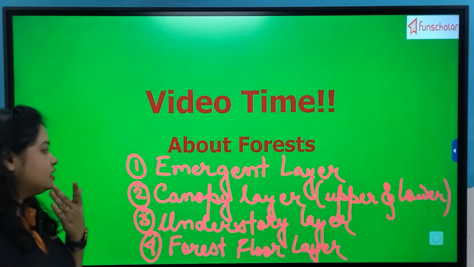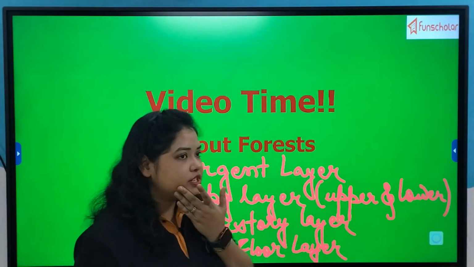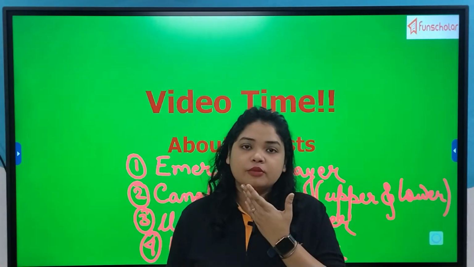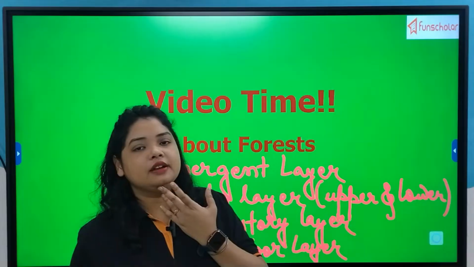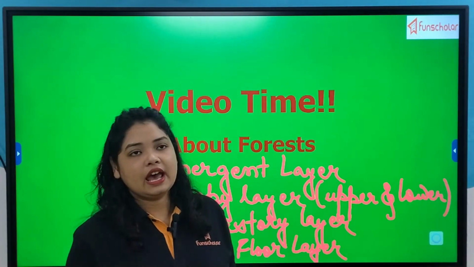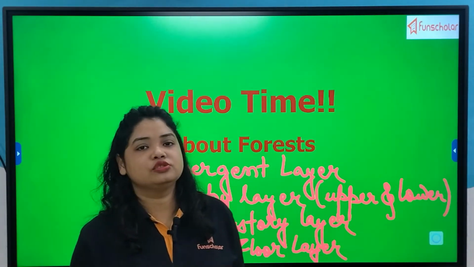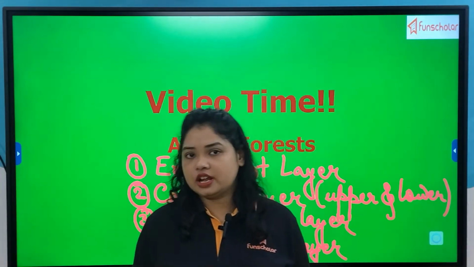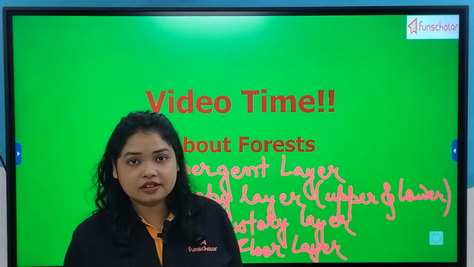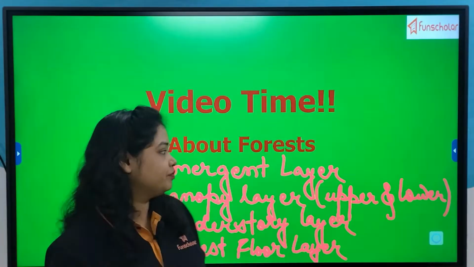Emergent layer is the layer in which only a few trees emerge out from the majority of the trees, and they get maximum sunlight and rainfall, and they are also very tolerant and can withstand harsh climatic conditions such as thunder and extreme temperature.